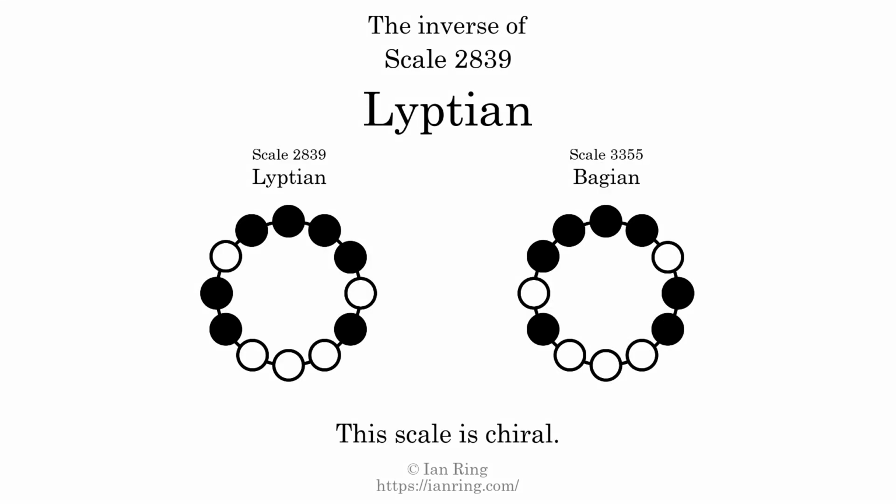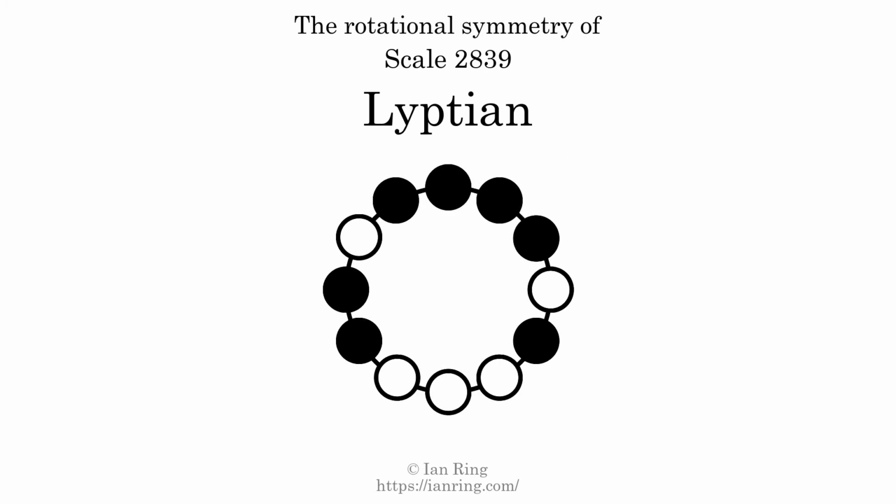The inverse of a scale is a mirror image. It is what you get when the sequence of intervals is reversed. The inverse of this scale is scale 3355, also known as Bayesian. This scale is chiral. It cannot transform into its inverse by rotational transformation. This scale has no rotational symmetry.